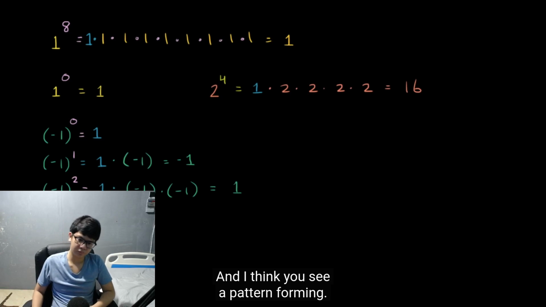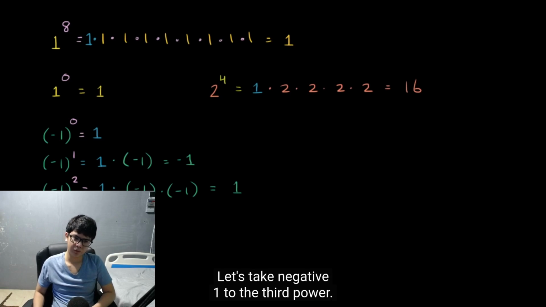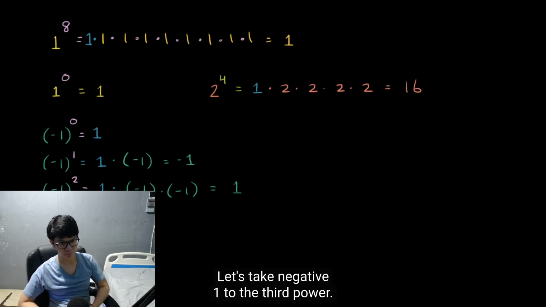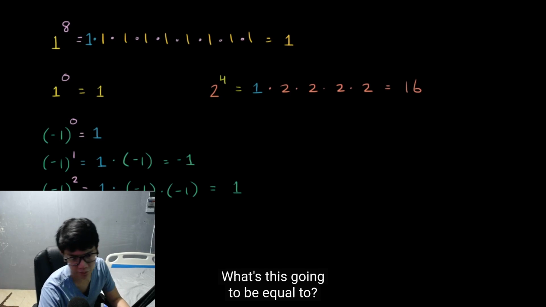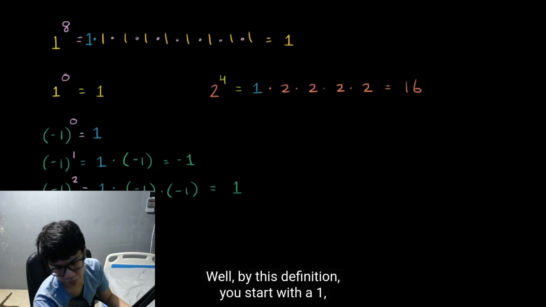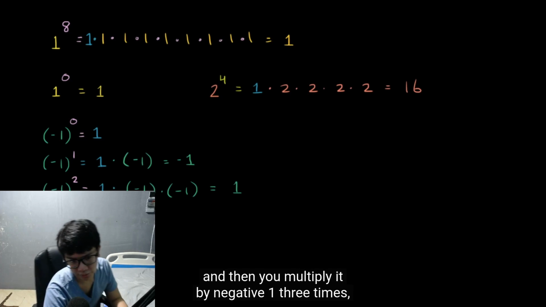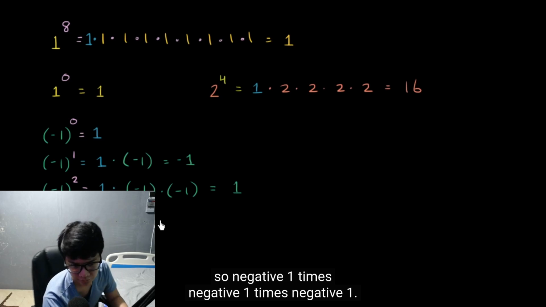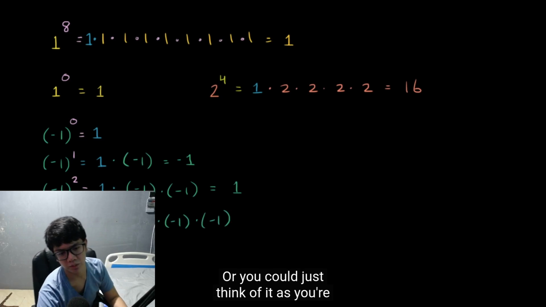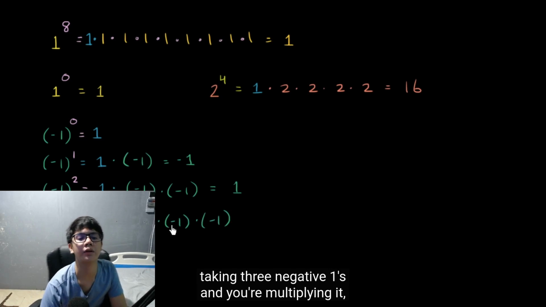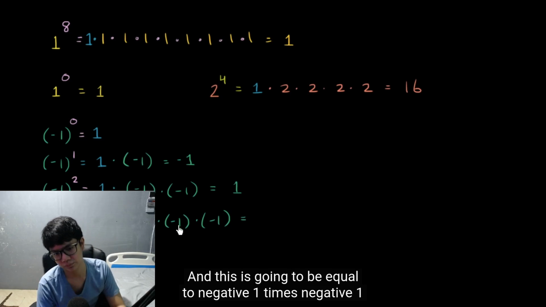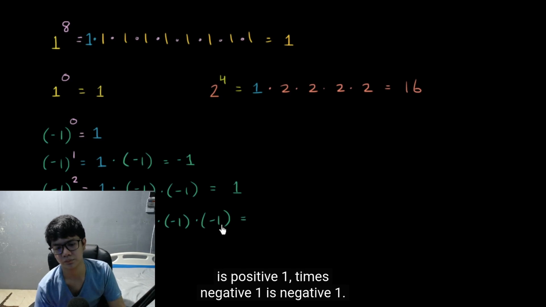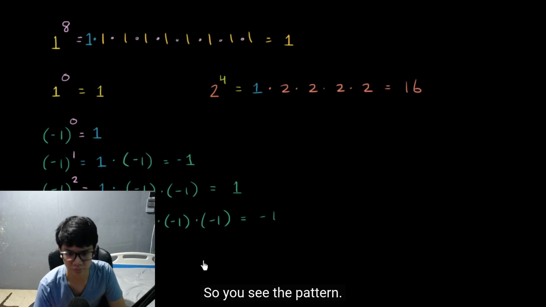And I think you see a pattern forming. Let's take negative 1 to the third power. What's this going to be? Well, by this definition, you start with a 1, and then you multiply it by negative 1 3 times. Or you could just think of it as you're taking 3 negative 1s and you're multiplying them, because this 1 doesn't change the value. And this is going to be equal to negative 1 times negative 1 is positive 1 times negative 1 is negative 1. So you see the pattern.